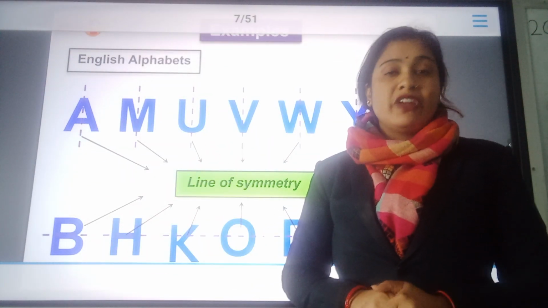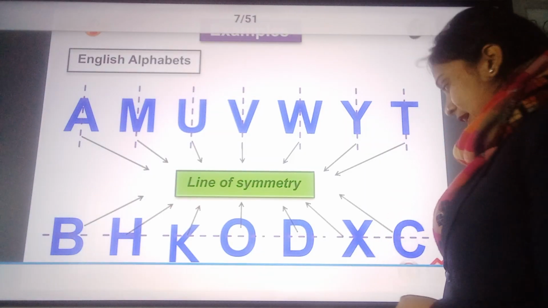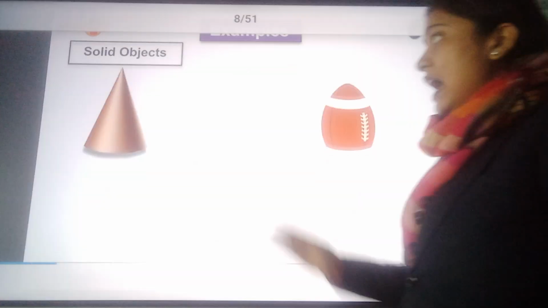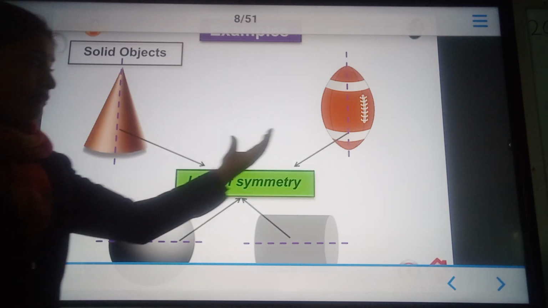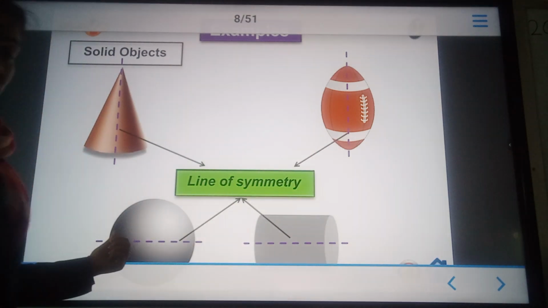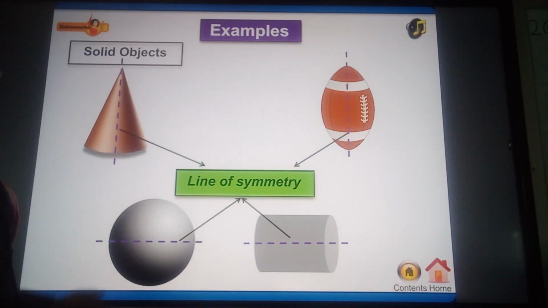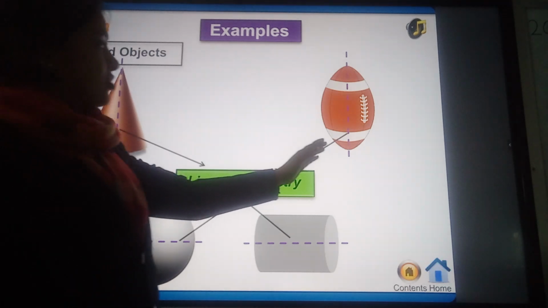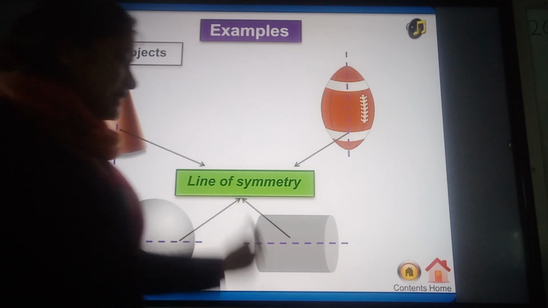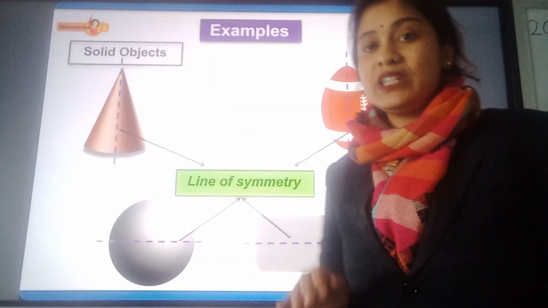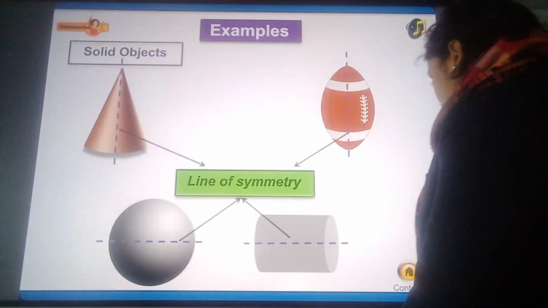There are many solid figures which possess the phenomenon of symmetry about a line. Here we have some solid objects, for example, a cone, a bomb-like structure, a sphere, and a cylinder. Can you see, with the cone and the bomb-like structure we have a vertical line of symmetry, and with the sphere and the cylinder we have a horizontal line of symmetry. And this is what we discussed yesterday.